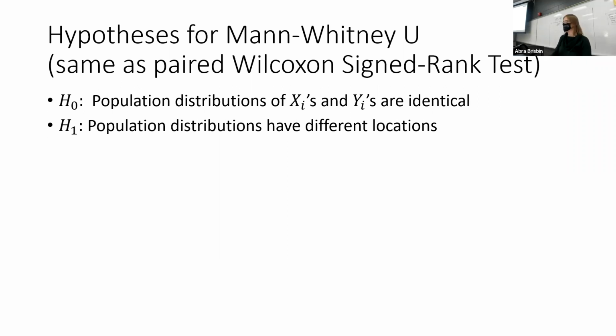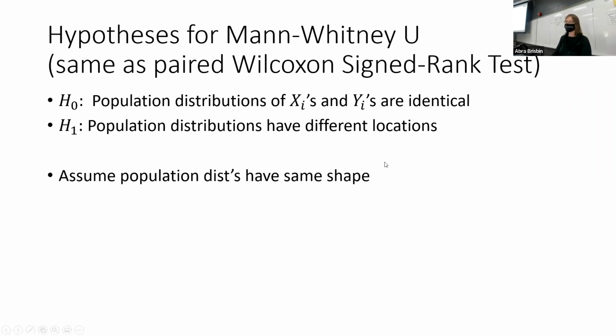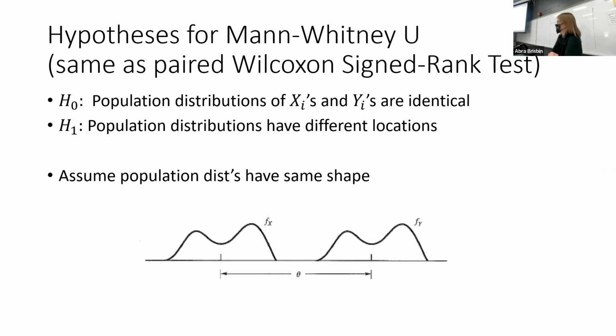And just like the Wilcoxon signed rank test, if we are willing to assume that the population distributions have the same shape, then we can think of this as a test of the medians. So the null hypothesis would be that the population distributions have the same median. Of course, if they have the same shape and the same median, then they're also identical. And the alternative hypothesis would be that the population distributions have different medians.